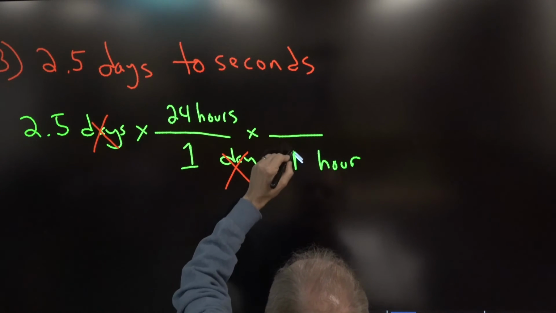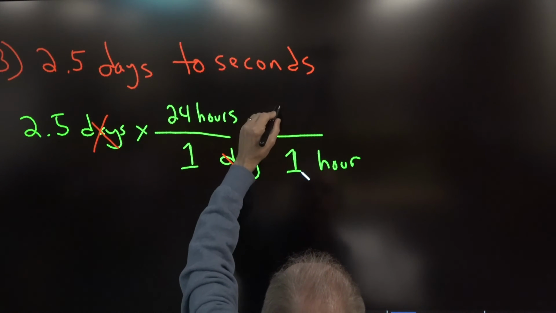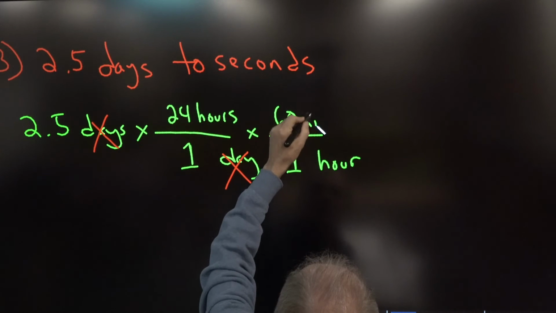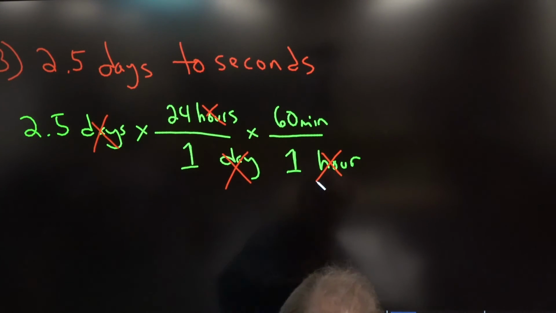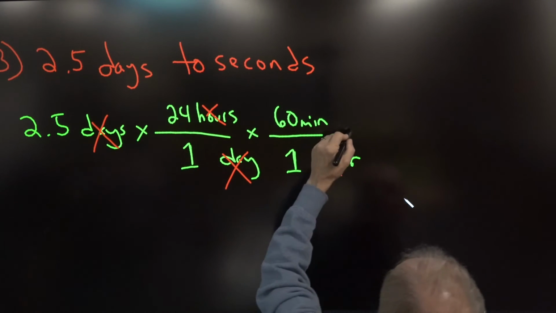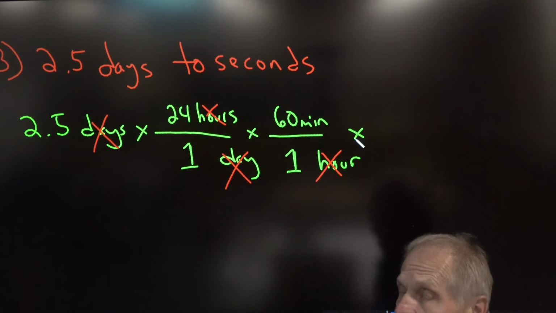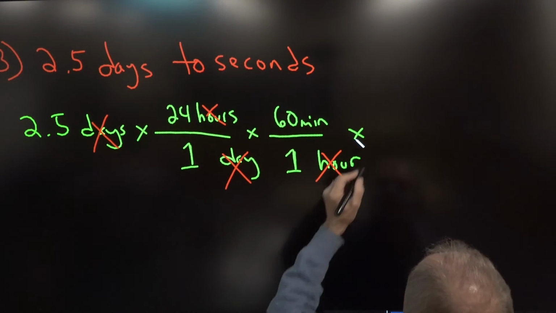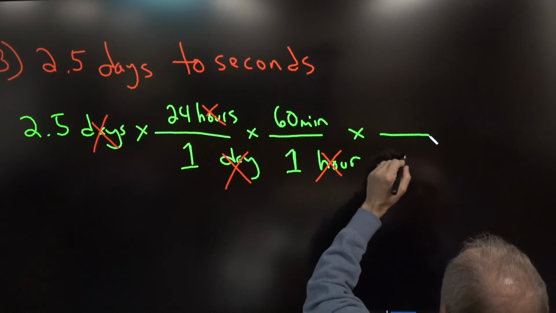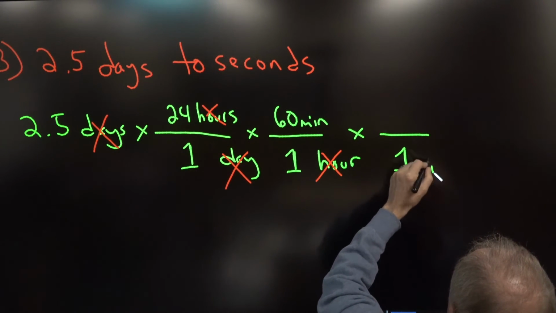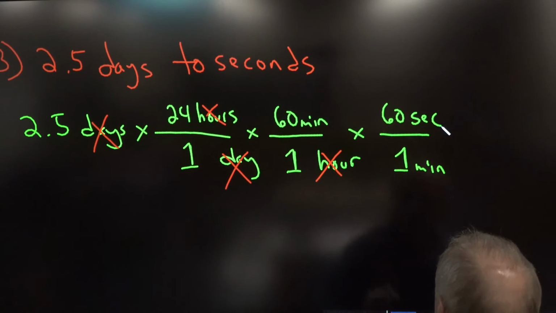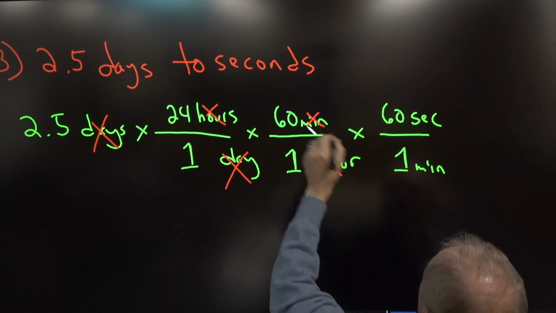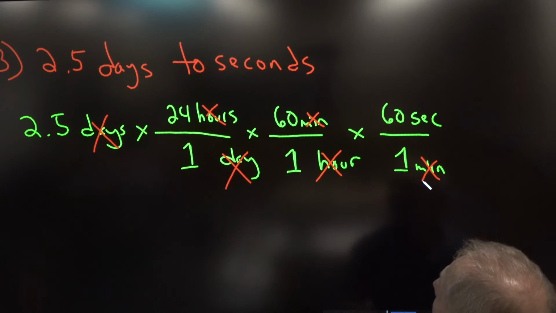So 1 hour equals 60 minutes. So now we can wipe out hours with hours. And now we go from minutes to seconds. So 1 minute is 60 seconds. So now we can wipe out minute with minute, and we're ready to solve it.